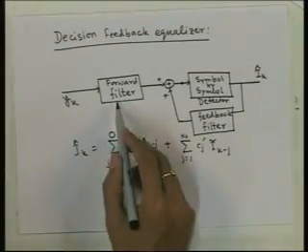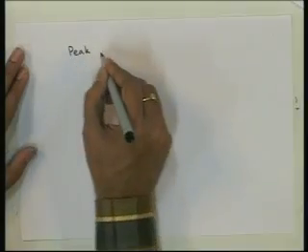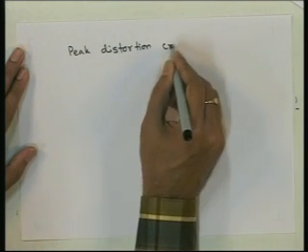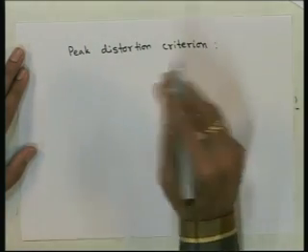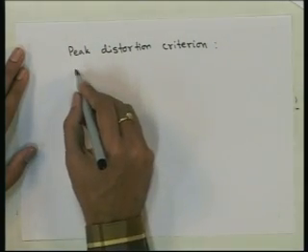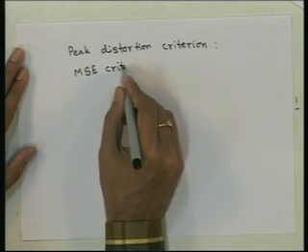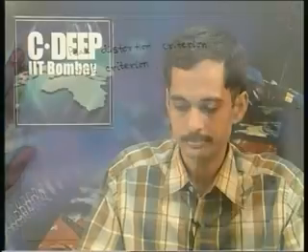Now, again how to design these two filters is the question, and again we can have two different criteria for designing the filters. One is the peak distortion criterion, which will give us one solution, and another is the MSE criterion, mean square error criterion, which will give us yet another solution.